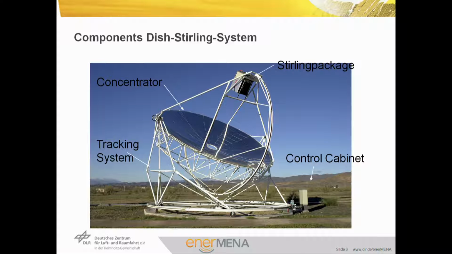First of all, I want to introduce the components of a dish Stirling system. The main component is a concentrator and a tracking system that enables you to point the concentrator towards the sun. In the focal area, a Stirling package is placed, which works as a power conversion unit. For the movement of the whole system, we need a control system.